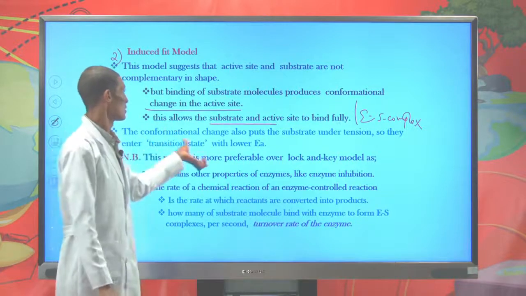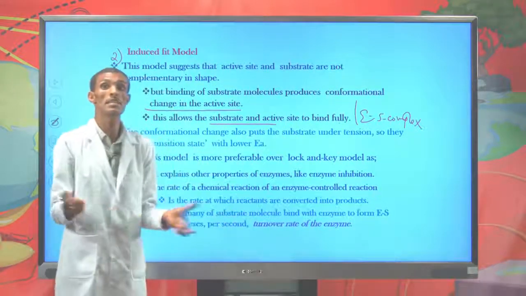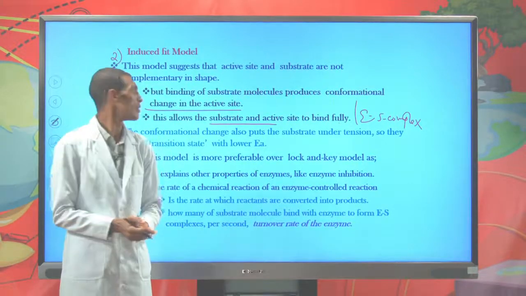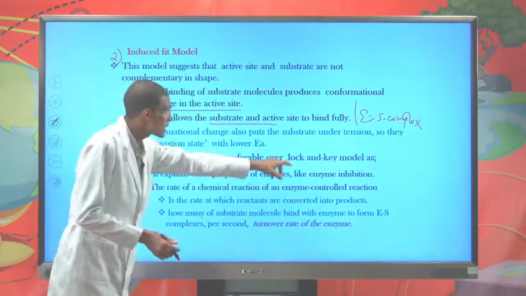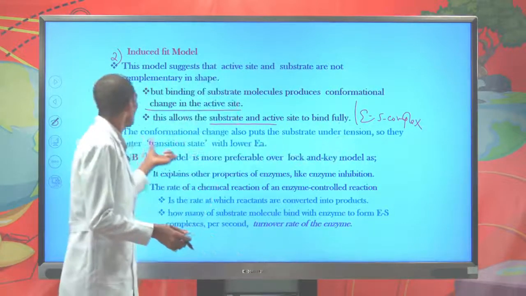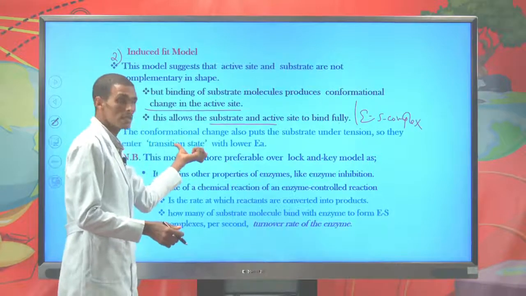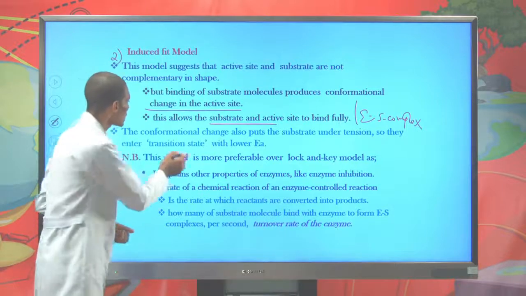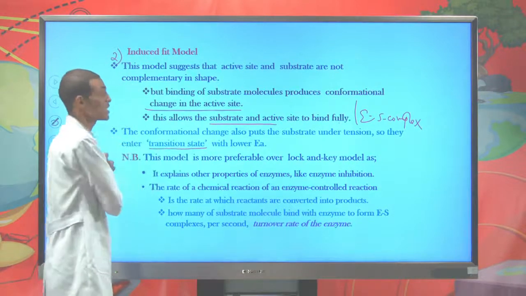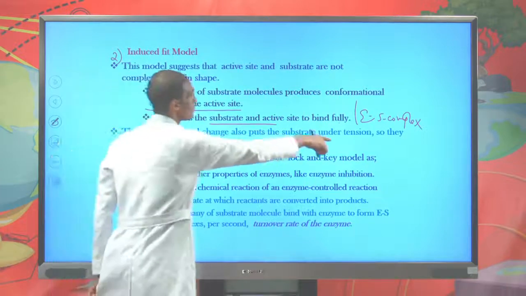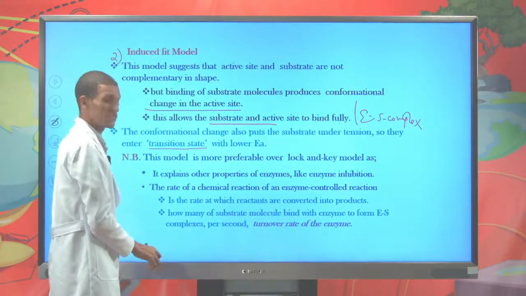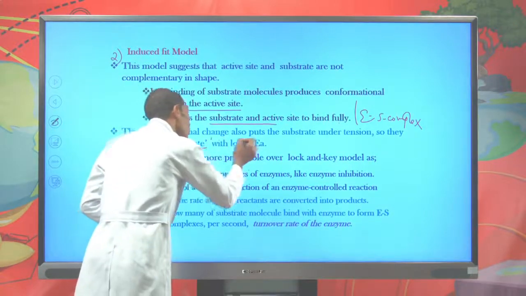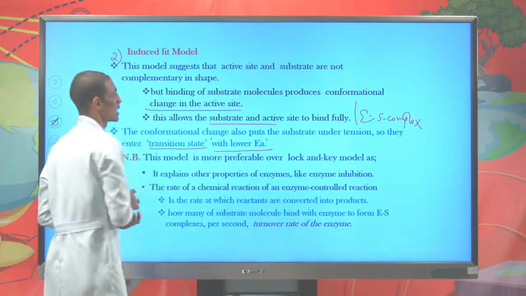So here, these conformational changes bring the substrate under tension. The substrate brought under tension allows the reaction to easily enter the transition state or intermediate. There is easy jumping of the activation energy hill if the substrate is put under tension. So there is a kinetic energy increase found here. With this, activation energy becomes lowered.